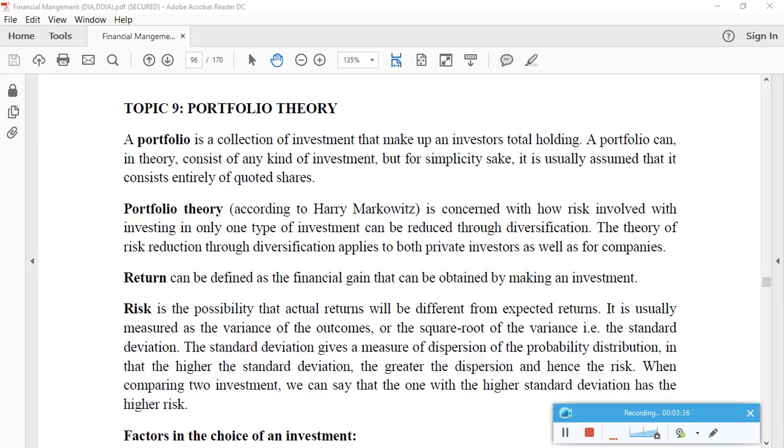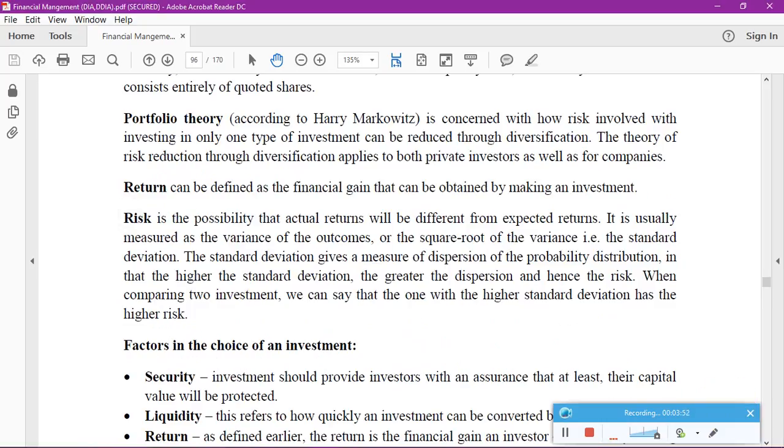Okay. Now next, return can be defined as the financial gain that can be obtained by making an investment. Yes. So how many percent is your return when you make an investment? Risk is the possibility that actual return will be different from expected return. Yes, we expect 10%, but will you get 10%? No. Okay, it might be different when there is actual. Okay, actual result will be different. Maybe you're getting lesser, or maybe you might be getting what? More. If you get more, then you're happy. If you get lesser, definitely loss for us.